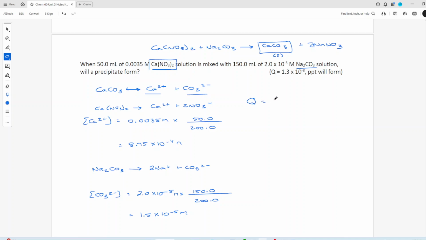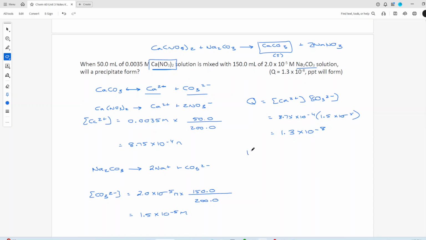So Q is going to equal the concentration of calcium times the concentration of carbonate, which is going to be 8.75 times 10 to the negative 4 times the 1.5 times 10 to the negative 5. So 8.75 times 10 to the negative 4 times that gives me 1.3 times 10 to the negative 8. Now that's my Q value.